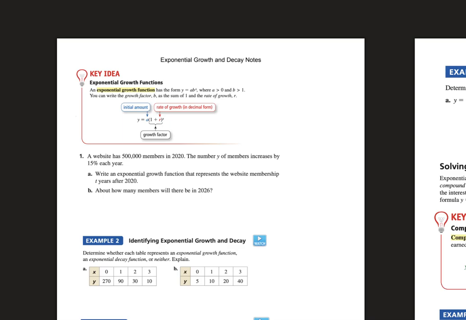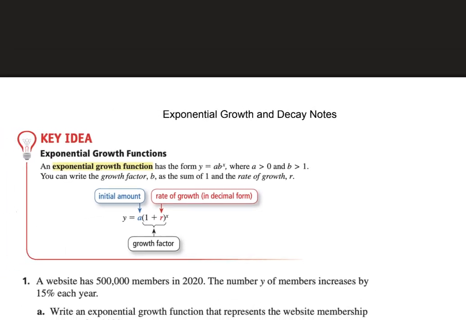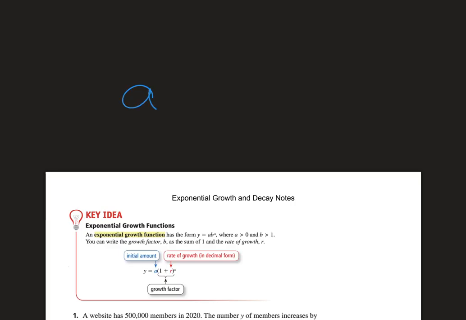Here are the notes over exponential growth and decay. Now, we have been talking about exponential growth and decay at good length already, so I'll go ahead and review what we have talked about already.